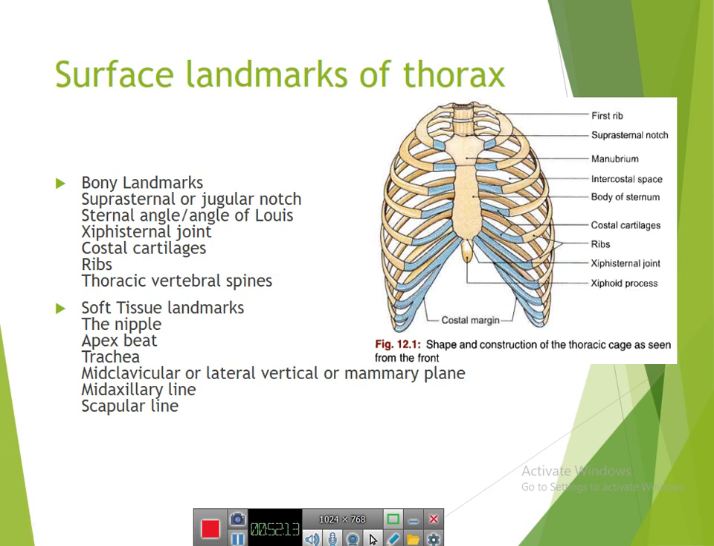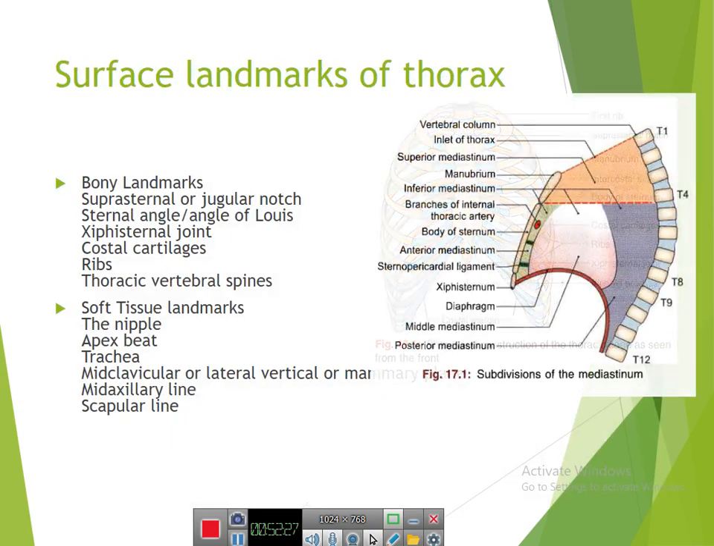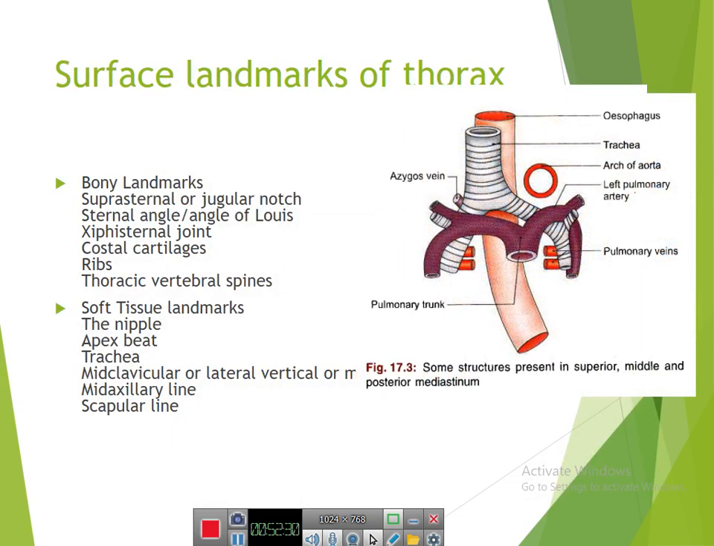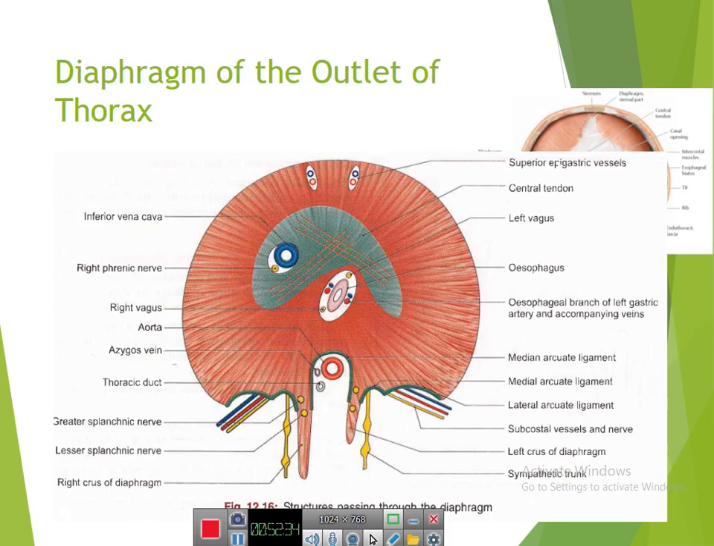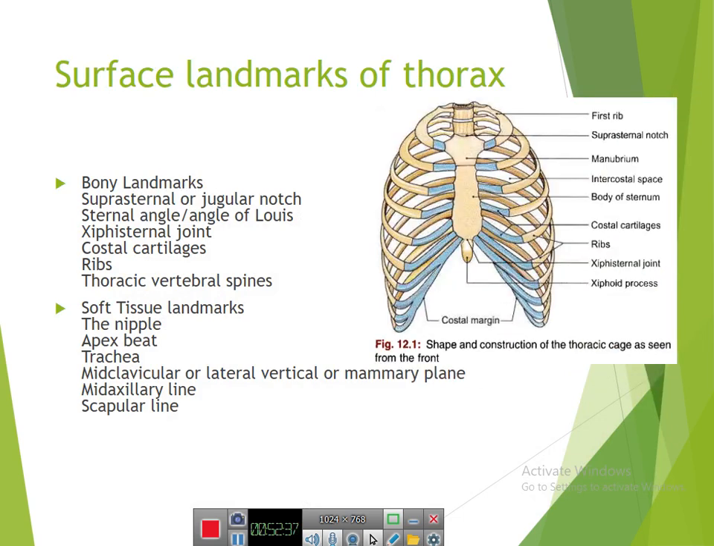The scapula is one of the bones related to the upper arm. The scapula overlies the 2nd to 7th ribs. Let me show you this in a good shape. The scapula overlies the 2nd to 7th ribs on the posterolateral aspect of the chest wall.